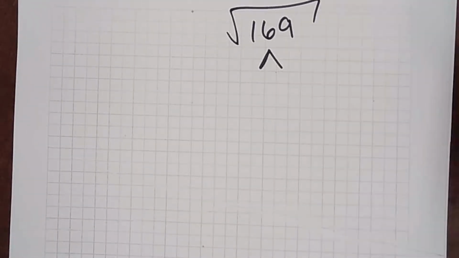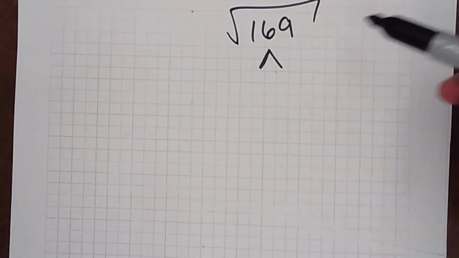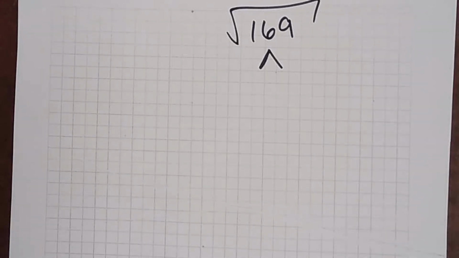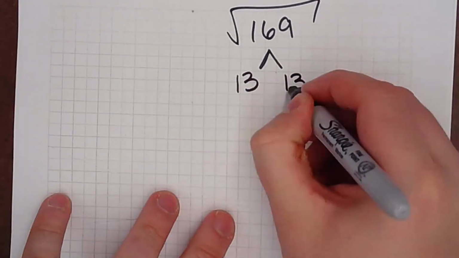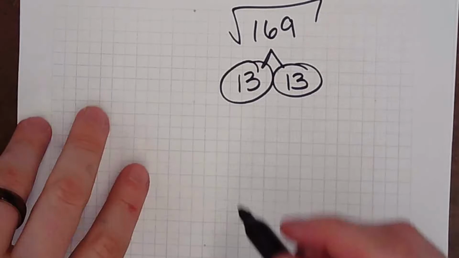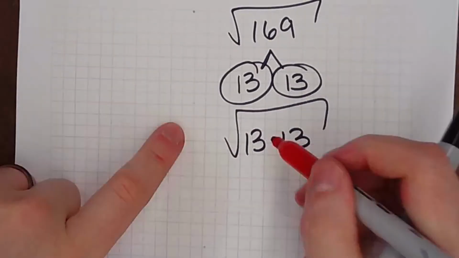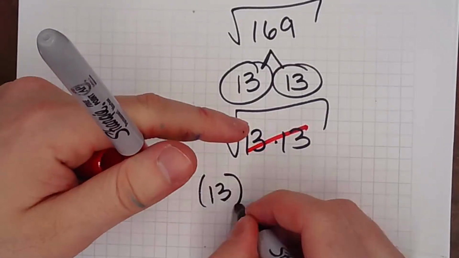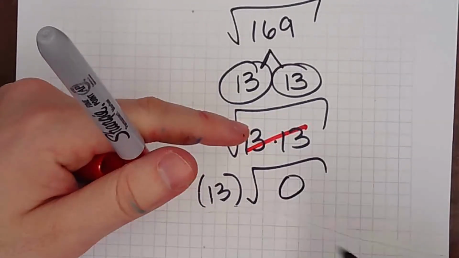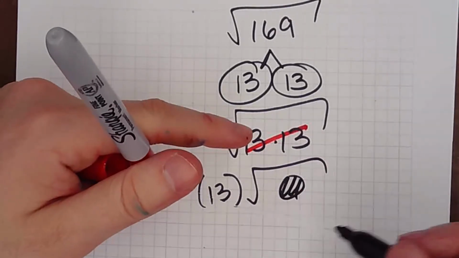Is it divisible by 2? 3. We already said no. 4? Can't be. 5? No. 6? No. If it's not divisible by 2 and 3, it doesn't work. What about 7? No. What about 8? 9? 10? 11? 12? 13. It's a perfect square. So we have 13 times 13 inside here. One dies, one gets out, nothing in the jail. So it gets demolished, or I guess it's not 0, but nothing's in the jail, so we get 13.